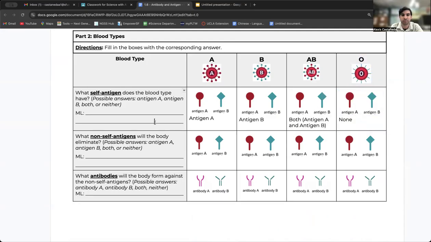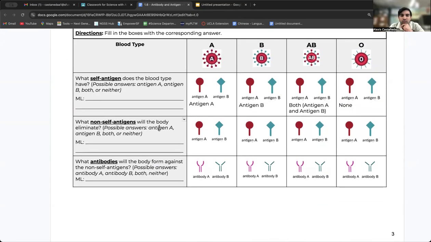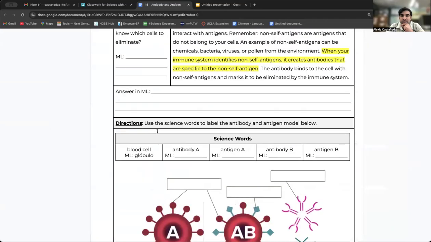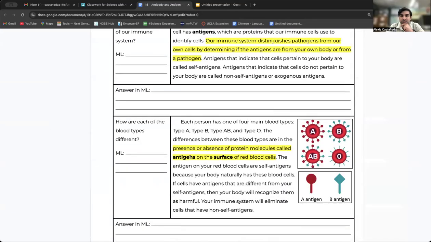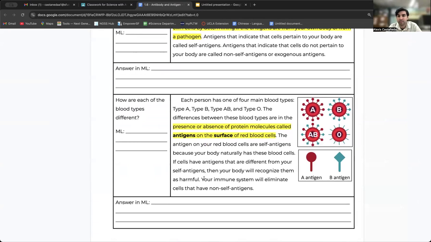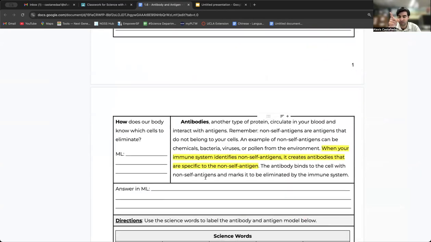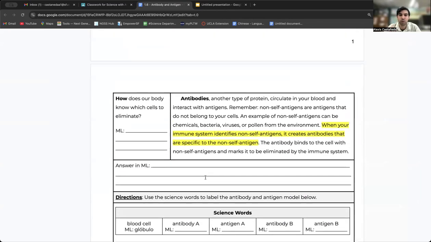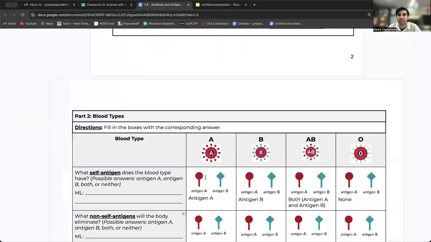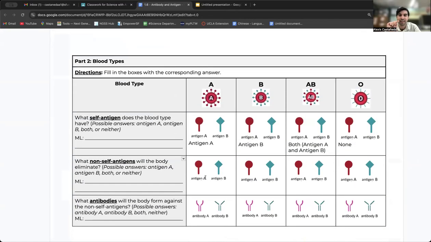There's no self-antigen. Now we want to look, so again, we learned that non-self antigens are antigens that our body does not have. Antigens that our body is like, whoa, you are not from here. You could cause me an illness, you can cause me a disease, so I'm going to eliminate you. I'm going to make an antibody to eliminate you because you could cause me an illness and I do not want to get sick.